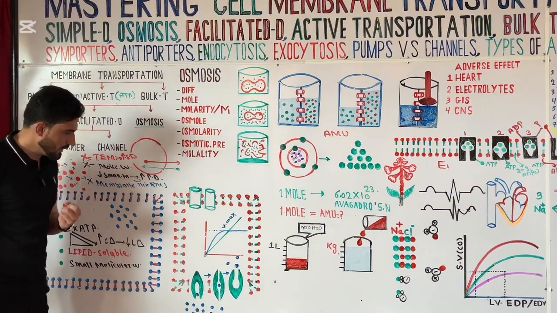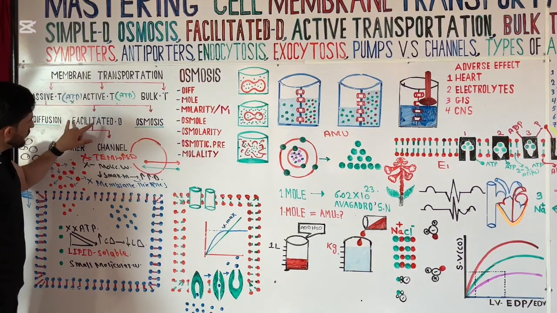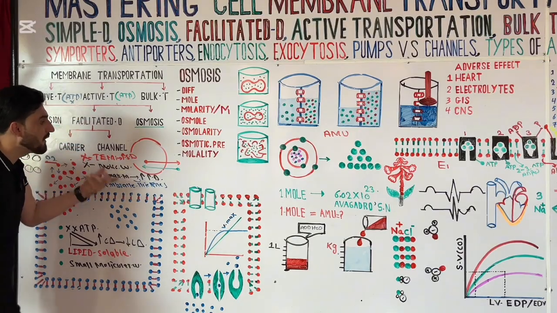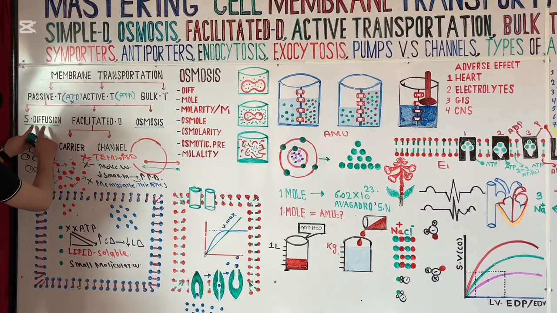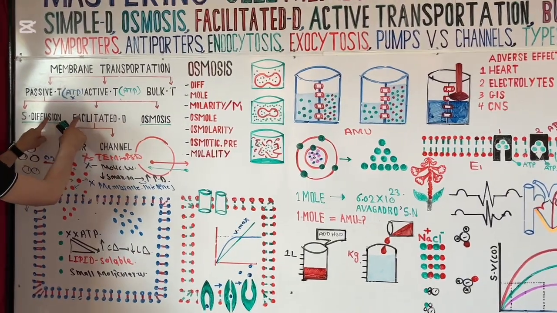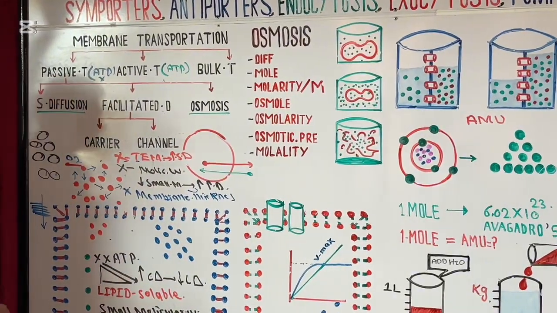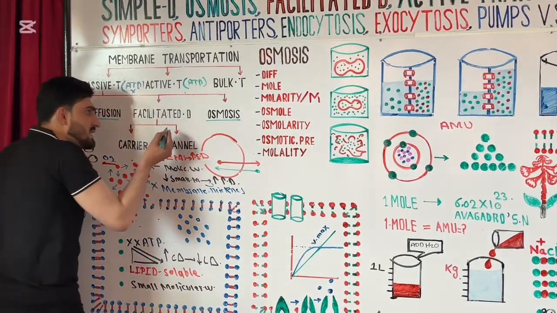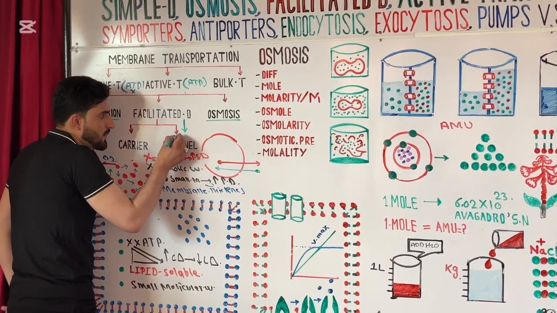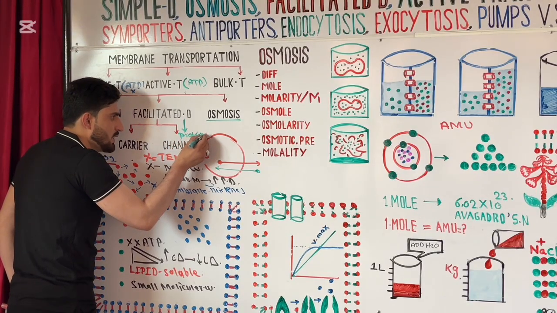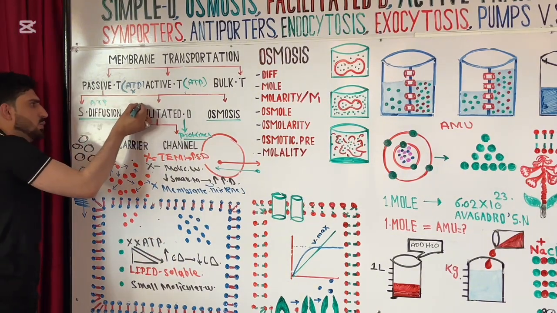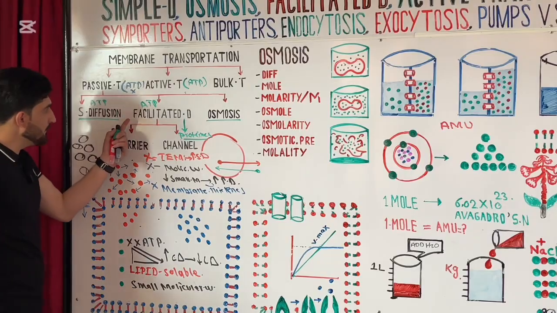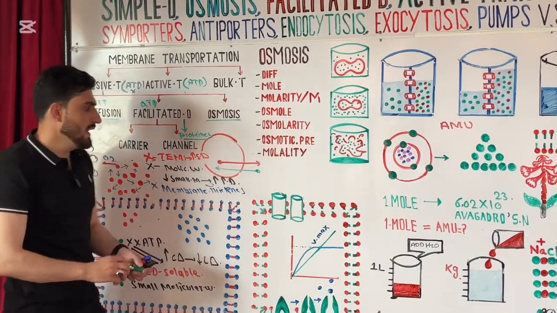What does it mean? It means that something or someone comes here and it will facilitate or simplify our diffusion through the cell membrane. For example, what is the big difference between simple diffusion and facilitated diffusion? Both are parts of passive transportation, but in facilitated diffusion we use proteins. In simple diffusion we don't use ATP. Here also we don't use ATP, but in facilitated diffusion we use proteins.